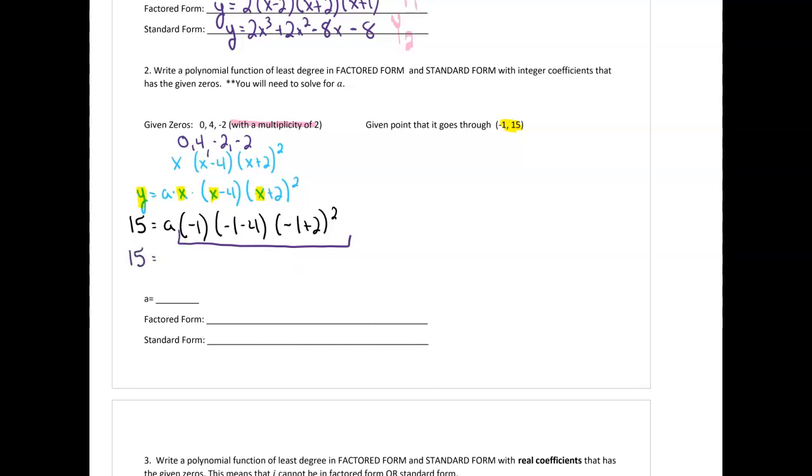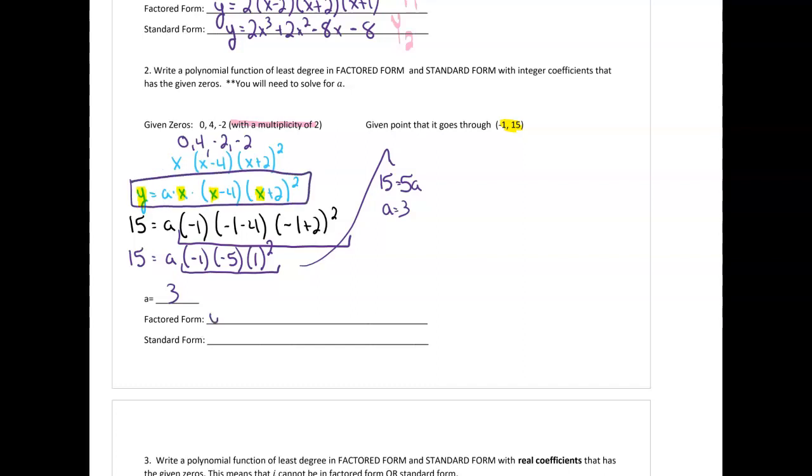Without a calculator though, I'll leave the negative 1 alone. Negative 1 take away 4 is negative 5, and negative 1 plus 2 is 1, and then I'll be squaring that. So maybe at this point you want to turn on your calculator. But when you multiply those, you end up getting this, kind of running out of room. And then after dividing, I can realize, hey, a is 3. So now I can go back to this original version that I'm going to box in now and replace that a with the 3.